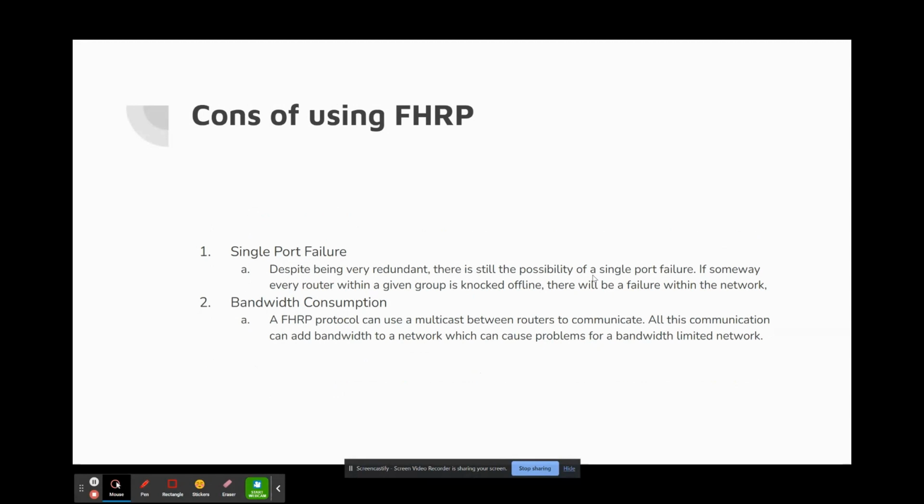Cons of using FHRP. Single point of failure. Despite being very redundant, there is still the possibility of a single point of failure. If in some way every router within a given group is knocked offline, there will be a failure within the network. Bandwidth consumption. FHRP protocol can use a multicast between routers to communicate. All this communication can add bandwidth to a network, which can cause problems for a bandwidth-limited network.